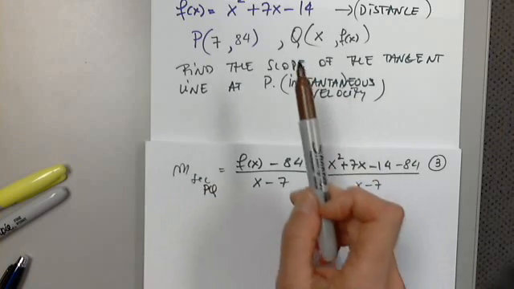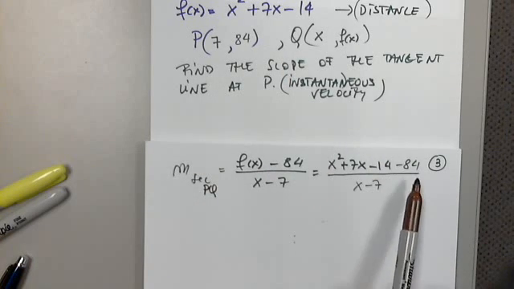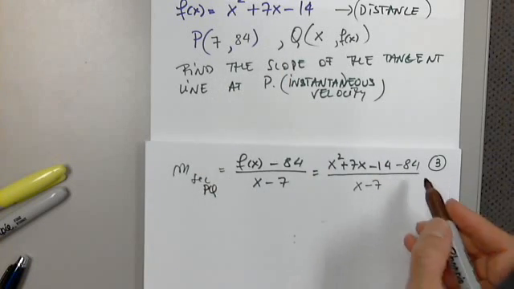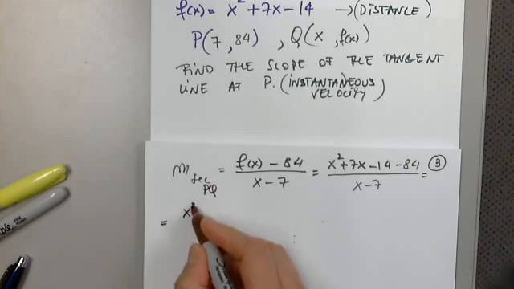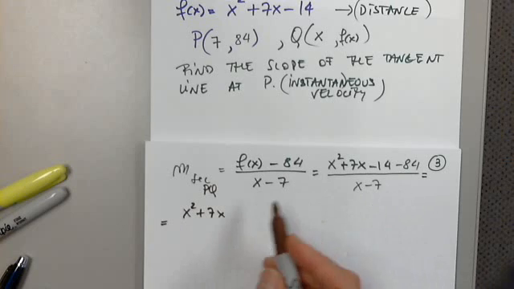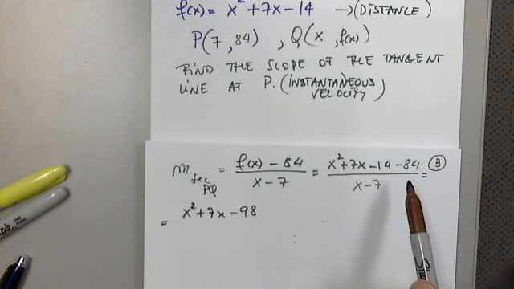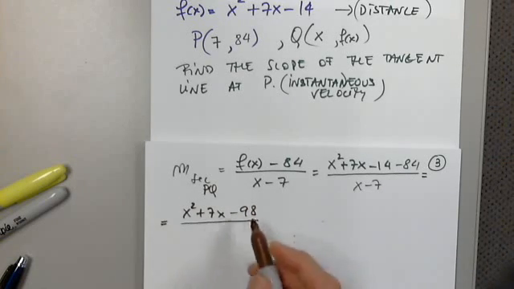Good. So I copied x squared plus 7x minus 14 and minus 84 and x minus 7. I'm going to try and simplify this as much as I can. So I have x squared plus 7x, and this is minus 98, is it? Divided by x minus 7. So far, so good? Okay.